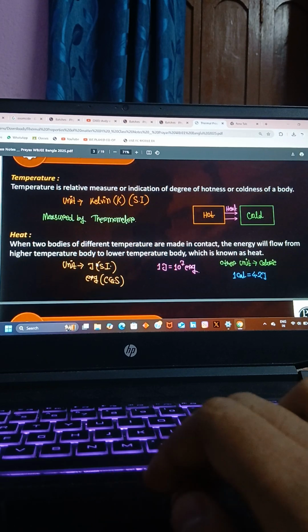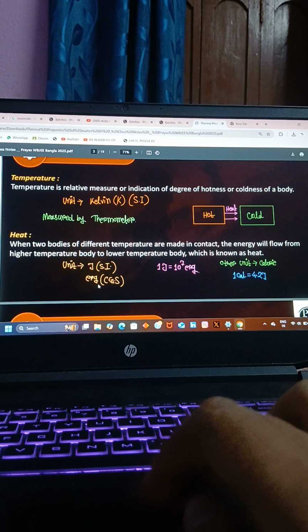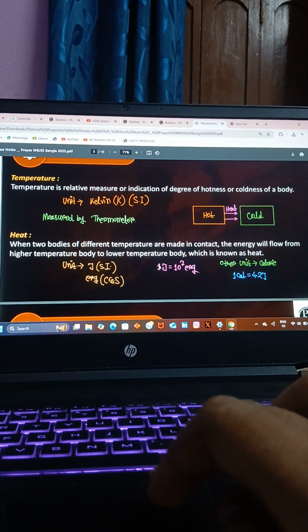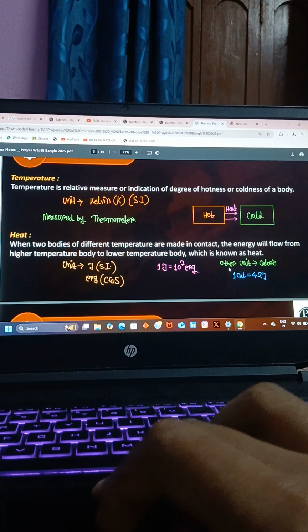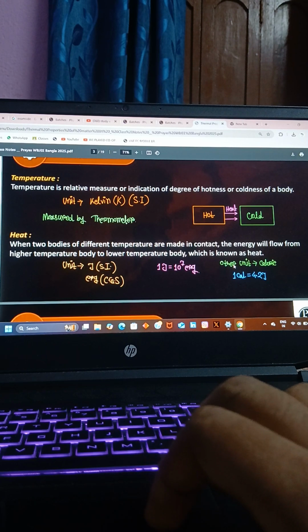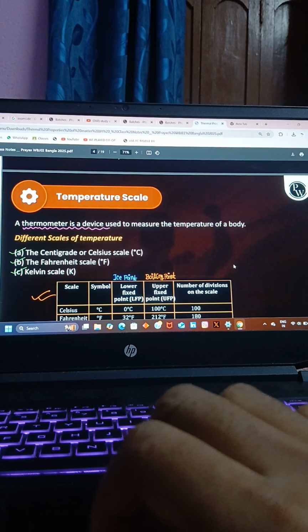The SI unit of heat is joule and the CGS unit is erg. The relation between joule and erg is 1 joule equals 10 to the power 7 erg. By the way, the other unit we use mostly is the calorie, and you all know that 1 calorie equals 4.2 joule. Move to the next page.